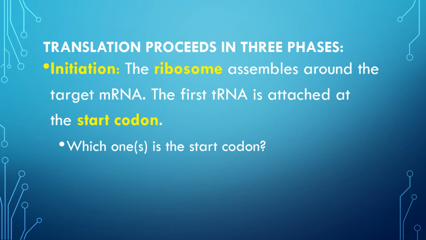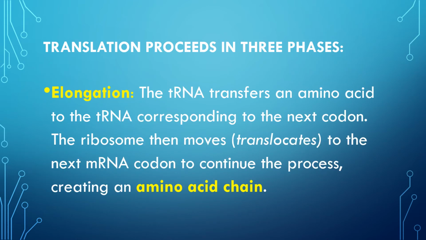There are 3 phases of translation. The first one is initiation. The ribosome assembles around the target mRNA, and the first tRNA is attached at the start codon. Remember, the start codon is AUG, and that's short for methionine. So make sure you know that.